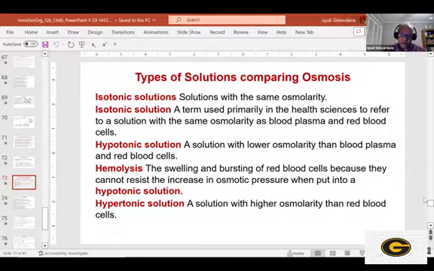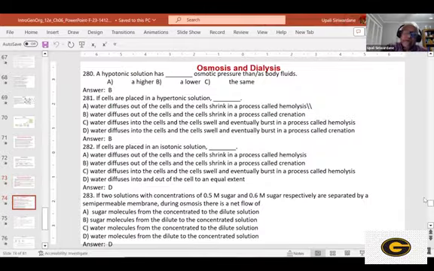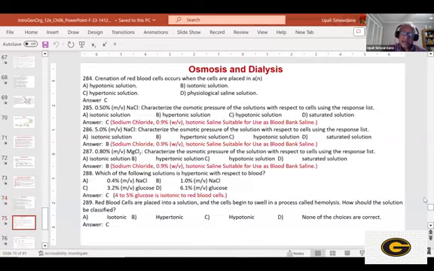Hemolysis takes place if blood is put in a hypotonic solution. Water goes into the blood cells and they become enlarged and they break up. Hemolysis. In a hypertonic solution, on the other hand, red blood cells shrink, which is called crenation. So these questions deal with hemolysis, crenation, and osmotic pressure, hypotonic, hypertonic, isotonic solutions.